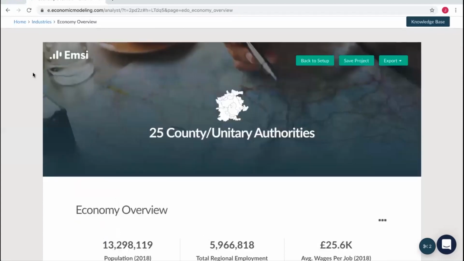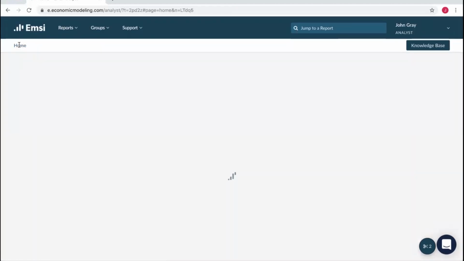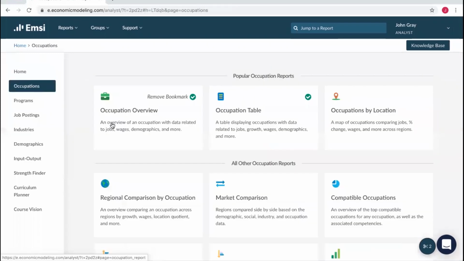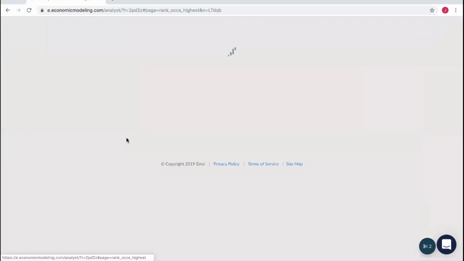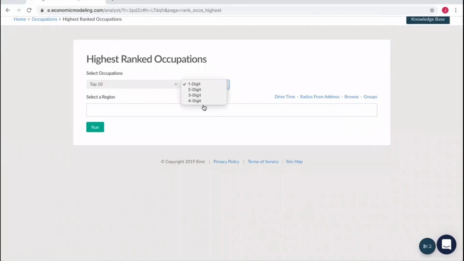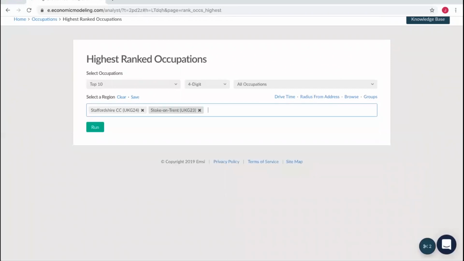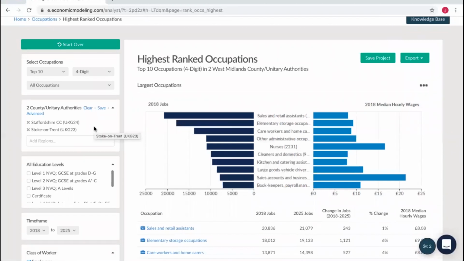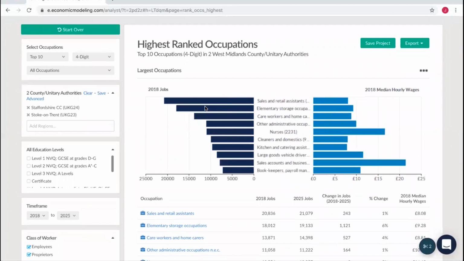What we're going to do now is jump to a different part of the report and a different part of the tool, and look at something a little more specific around occupations. I'm just going to show you the highest ranked occupations. Let's change the region this time. We'll look at a 4-digit level, which is really, really specific, and let's look at Staffordshire and Stoke. This is a much smaller area that we're now focusing on, so we're looking at the highest ranked occupations in the 2 areas that we selected.